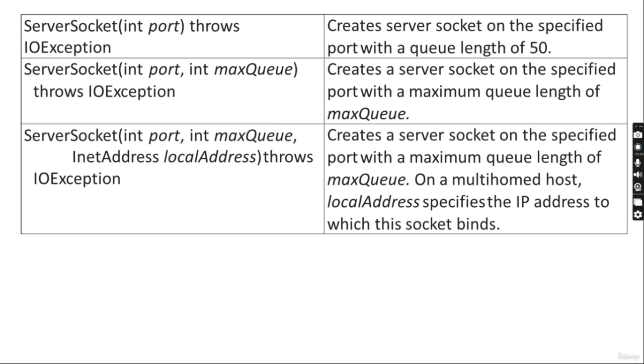ServerSocket(int port, int maxQueue, InetAddress localAddress) throws IOException creates a server socket on the specified port with the maximum queue length that you have provided in the brackets. Third is ServerSocket with port number, maxQueue, and InetAddress, that is, the local address.